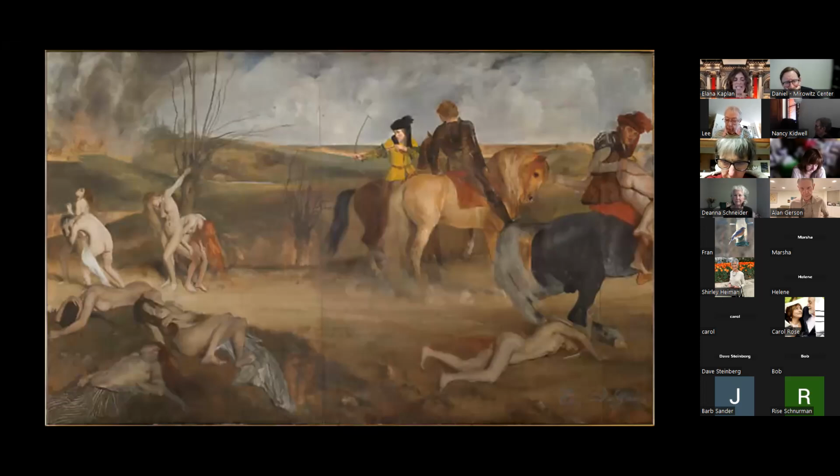Degas initially spent years trying to produce an ambitious history painting, but after 1865, when he submitted this painting that we're looking at right now, Scene of War in the Middle Ages, it went unnoticed at the Salon. At the same Salon in 1865, Manet presented a painting called Olympia, and it caused quite a sensation. We'll be looking at that painting in a few minutes.